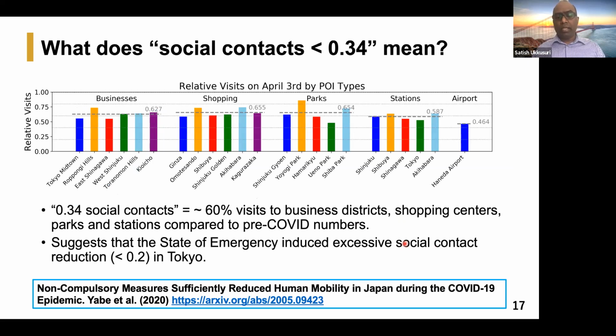So we don't need to really reduce the social contacts by more than 0.34. And this varies for different kinds of businesses, right? For some of these businesses, like transit stations, there's been a significant drop. Some of the parks, there's been a significant drop and so on. So in Tokyo, you can see that there is an excessive social contact reduction by about 0.2, and we see that 0.34 is just enough for us to get the maximum RT reductions in this city. Okay, so I will stop the discussion.